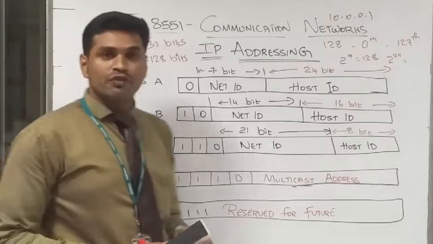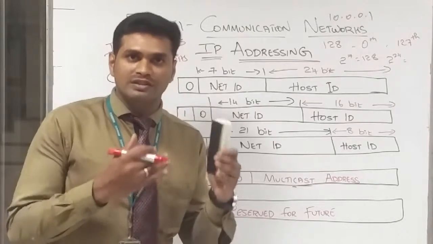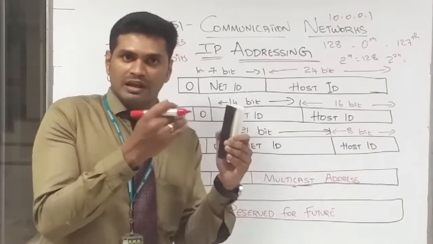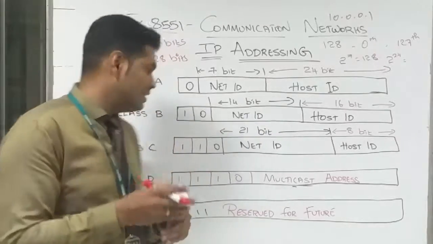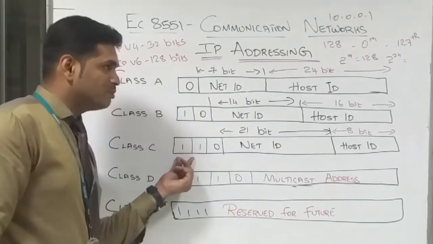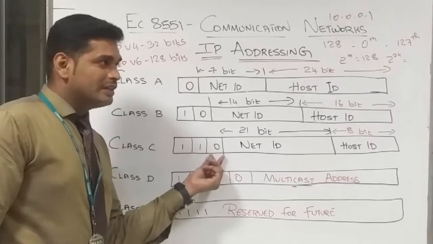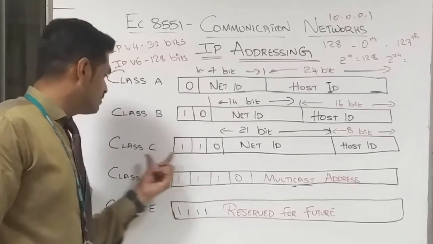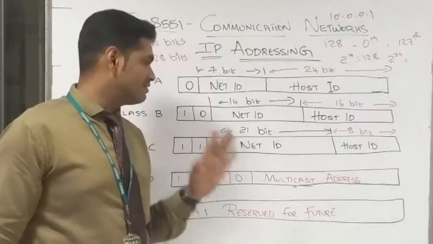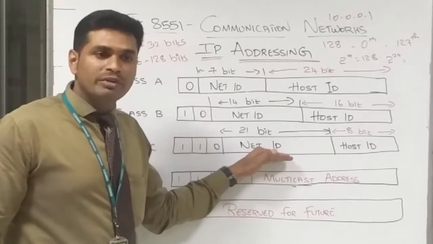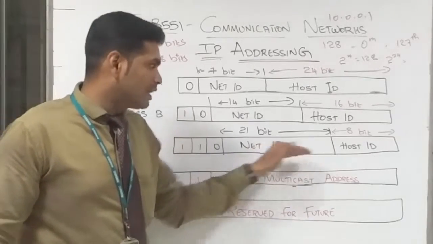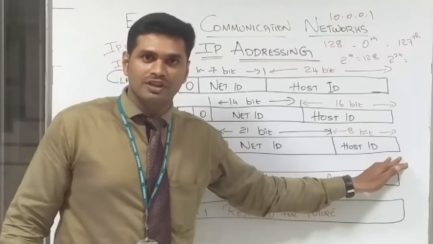In case you want to find out whether an address belongs to class B or class C, in class C you have to check the very first bit. If the first bit is 1, the second bit is 1, and the third bit is 0, then it means this address belongs to the class C addressing scheme. The remaining 21 bits represent the network ID, and the last 8 bits represent the host ID.